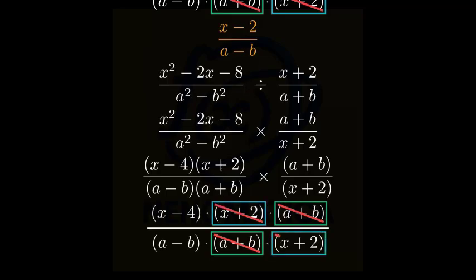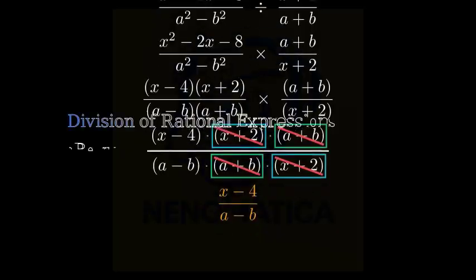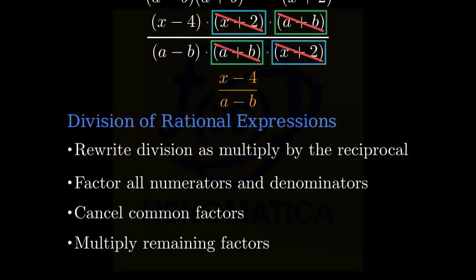To summarize, when dividing rational expressions, flip the second fraction, factor thoroughly, cancel any common factors, and then multiply what remains. These techniques come straight from factoring and the laws of exponents. Practice a mix of difference of squares and trinomial factorizations to build speed and confidence.